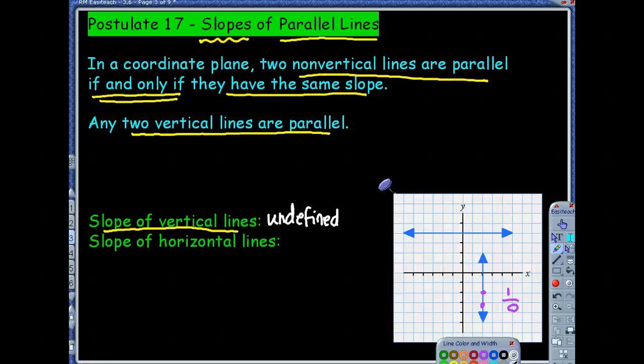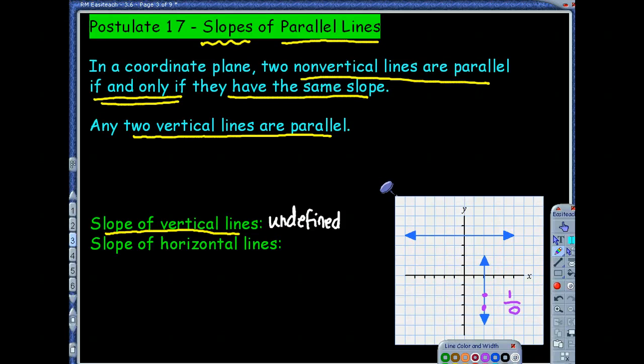So undefined. Slope of horizontal lines, if I did the same thing and counted, some of you probably already know this. If I pick 2 points on here, what would be my rise? My rise is 0, and my run is 1, and that would simplify down to 0. So 0 is a number, so they're only putting the non-vertical part because those are the only ones that don't have an actual value. Exactly. But notice that there is that extra statement of any two vertical lines are parallel. So they are included. You just can't talk about their slopes being the same.